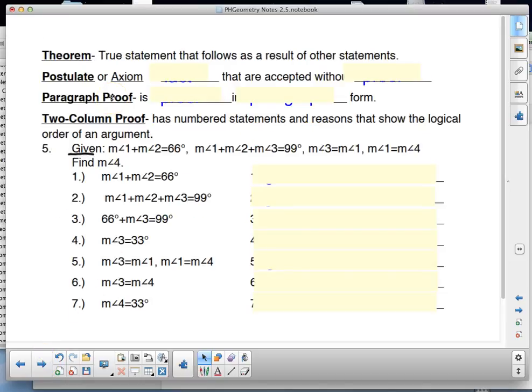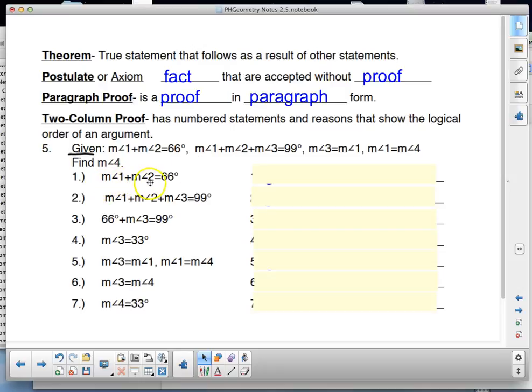Now, a theorem is a true statement that follows as a result of other statements. A postulate or axiom are facts that are accepted without proof. A paragraph proof is a proof in paragraph form. A two-column proof has numbered statements and reasons that show the logical order of the argument. So if we read through the given, we're able to come up with the value of the measure of angle 4 without even reading my steps. The steps allow us to split up the thought process and let us come to the conclusion, giving reasons as we go for why we know what we know.